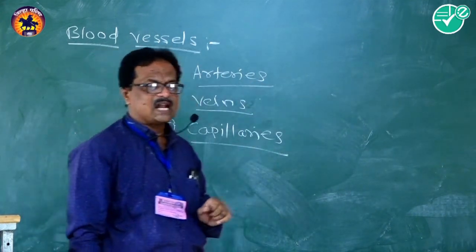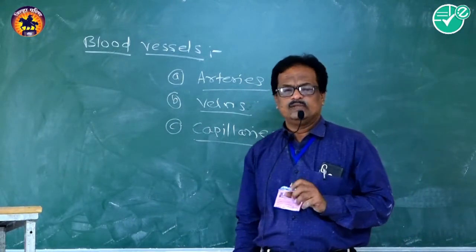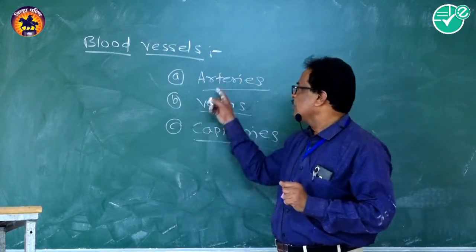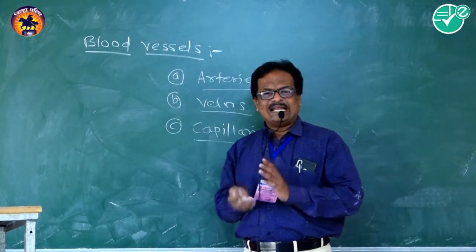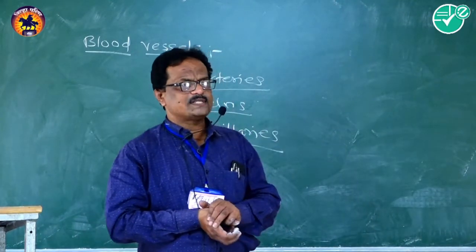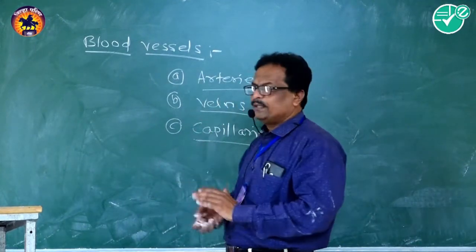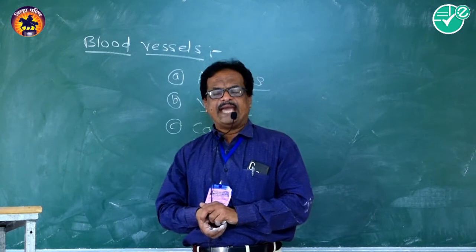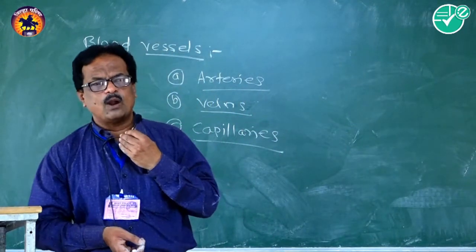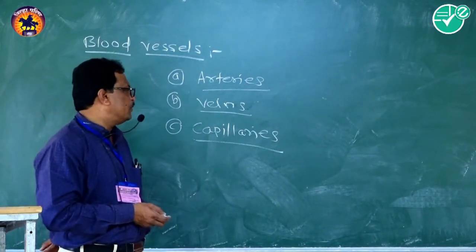Which blood vessels are known as arteries? Those blood vessels which carry the pure blood from the heart to different parts of the body are known as arteries. Or generally, arteries are nothing but those blood vessels which carry the pure blood. Veins are the blood vessels which carry the impure blood or deoxygenated blood from different parts of the body towards the heart.